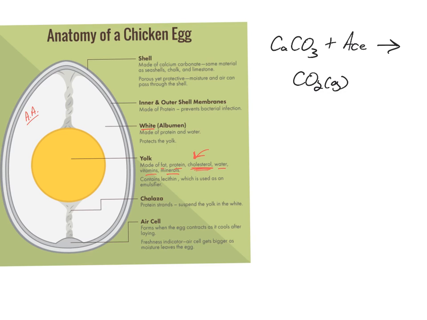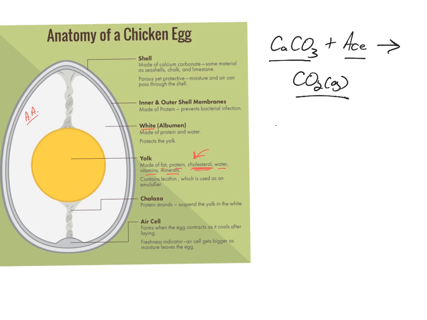Look at this and tell me what you think the shell is. It says calcium carbonate. Right, okay, and what do you think the bubbles are? You guys, you gotta think. Calcium carbonate, acetic acid, and makes CO2. What do you think the bubbles are? Gas. What gas? CO2.